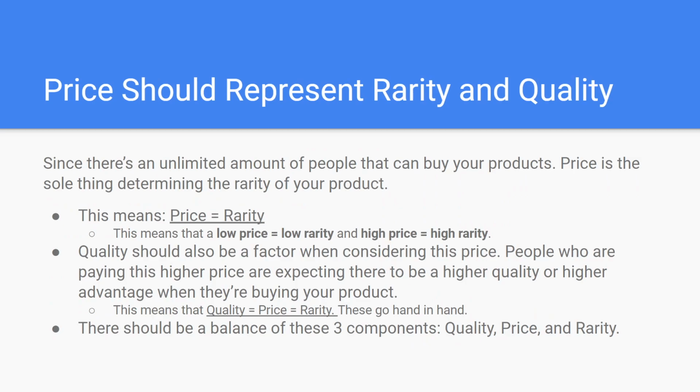Price should represent rarity and quality. Since there's an unlimited amount of people that can buy your products and there's an unlimited amount of product, price is the sole thing determining the rarity of your product. This means price is going to equal rarity. This also means that a low price is going to be equal to a low rarity and a high price is going to be equal to a high rarity. Quality should also be a factor when considering this price. People who are paying this higher price are expecting a higher quality or higher advantage when they're buying your product. This means that quality is supposed to be equal to price, which equals rarity, and you should price it that way. I think that's probably one of the best ways to price your products.